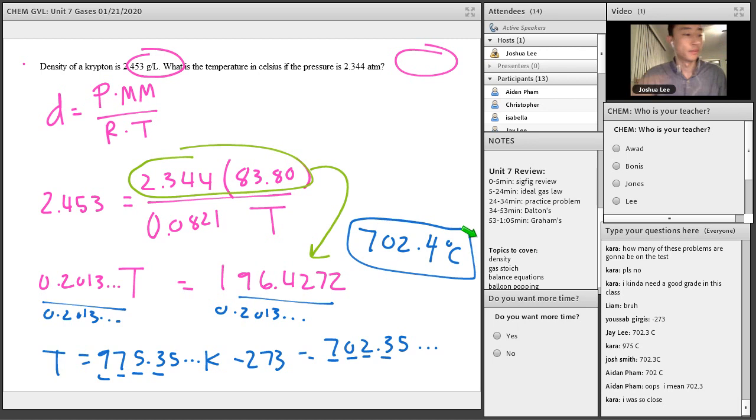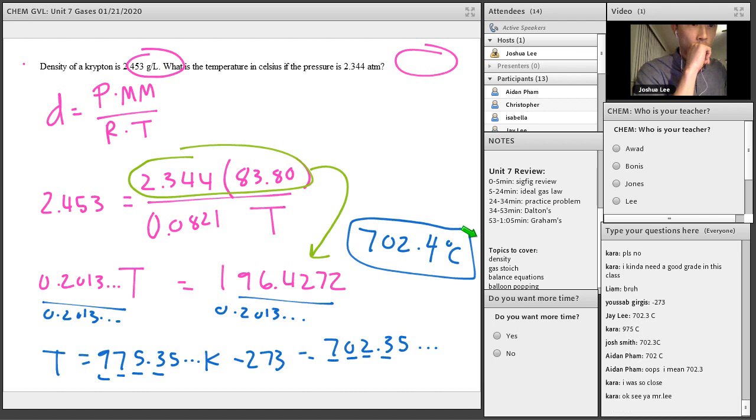How do you guys get 0.3? Did I do something wrong? Or did you guys do something wrong? 2.453 times 0.0821. Once we got different molar masses for krypton. Cool. All right. Wow. Density.